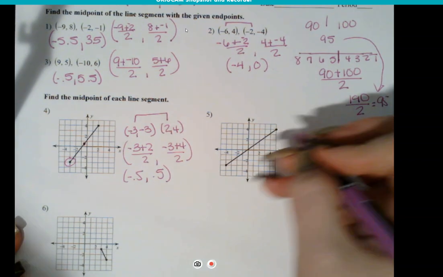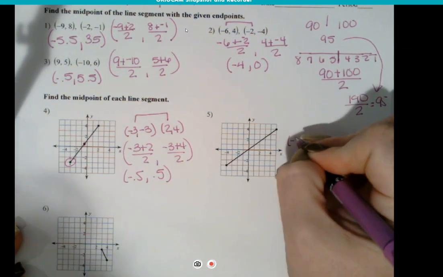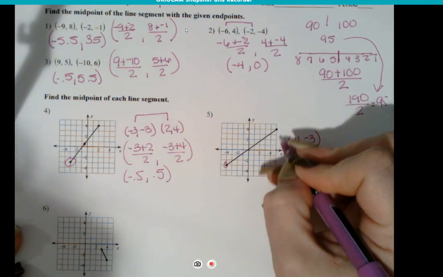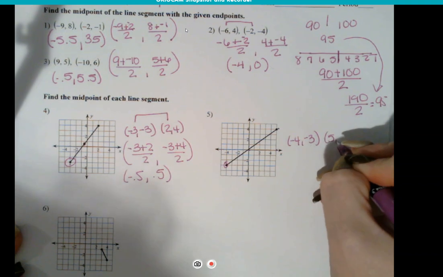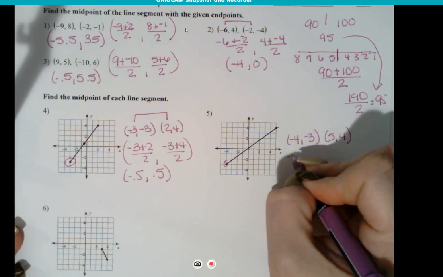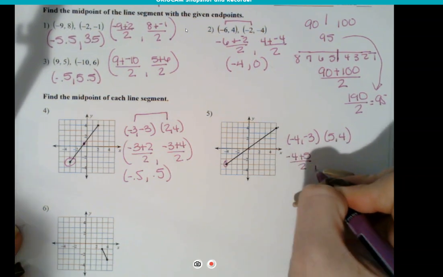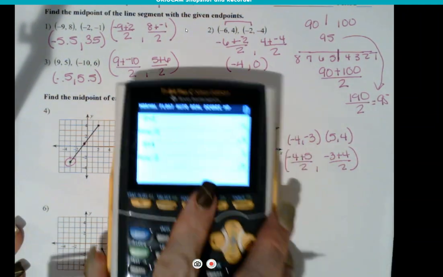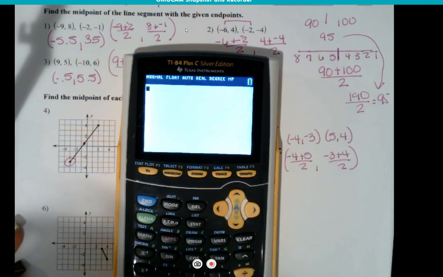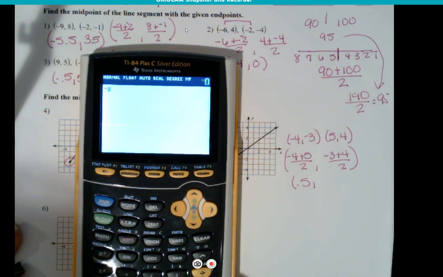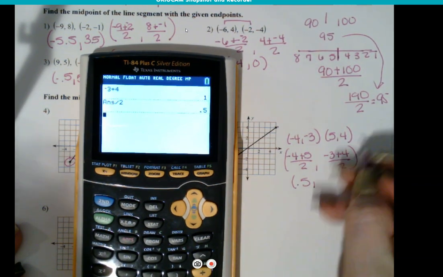All right, so here again, I'm going to write this one down, -4, -3. And then this one goes right 5, up 4. And then just like I did up here, I'm going to put them in my formula. -4 plus 5 divided by 2, and -3 plus 4 divided by 2. And then I'm going to do this. So -4 plus 5 divided by 2 is 0.5, and -3 plus 4 divided by 2 is 0.5.